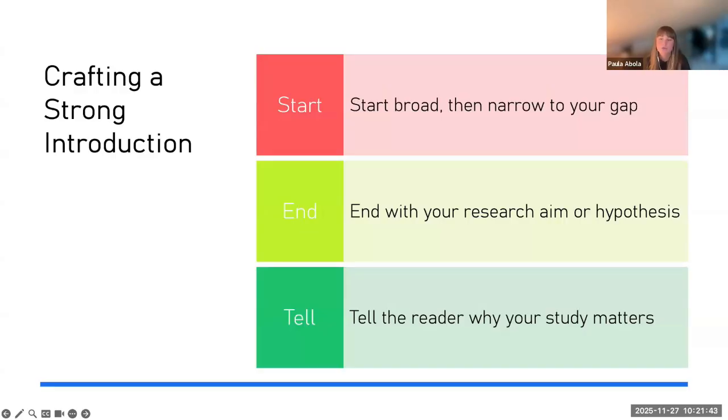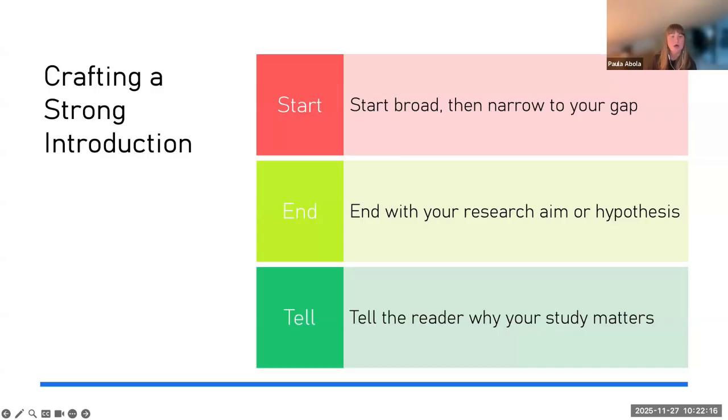And now we come to the introduction, which is like the opening of a movie. I usually like to compare it to that because it sets the scene and convinces the reader to keep going through your paper. So you should start with the context and what is known about the topic and why it is important. And then you move to the gap, so what is not yet known or understood. And then you can introduce your specific objective or hypothesis.